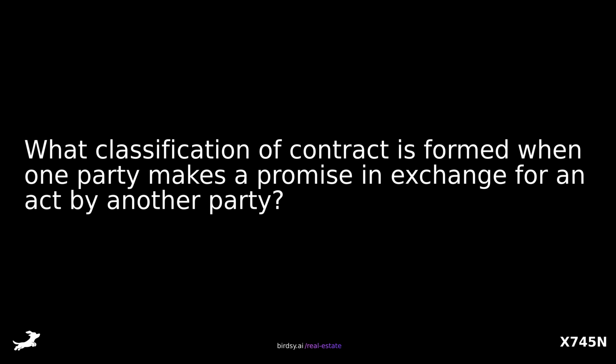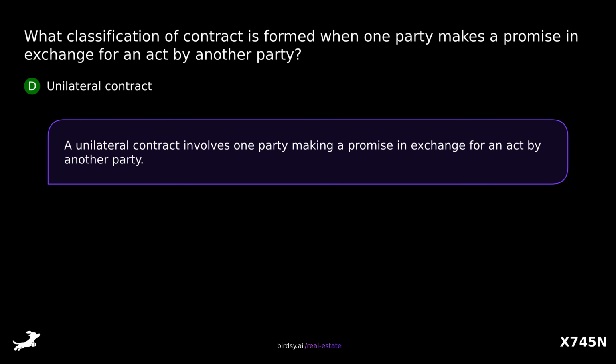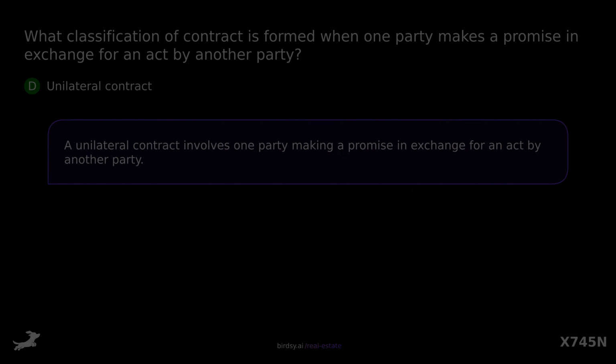What classification of contract is formed when one party makes a promise in exchange for an act by another party? Is it A, bilateral contract, B, implied contract, C, express contract, or D, unilateral contract? The answer is D, unilateral contract. A unilateral contract involves one party making a promise in exchange for an act by another party.